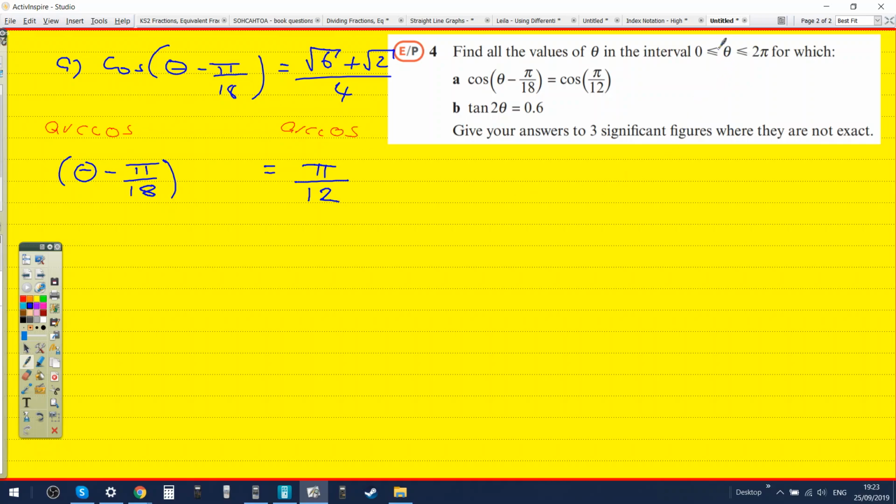So you know how we have theta is between 0 and 2 pi? What is theta minus pi over 18 between? That's between minus pi over 18 and 2 pi minus pi over 18. Yeah. And whatever 2 pi minus pi over 18 is. I think it'd be 35 pi over 18, something like that.